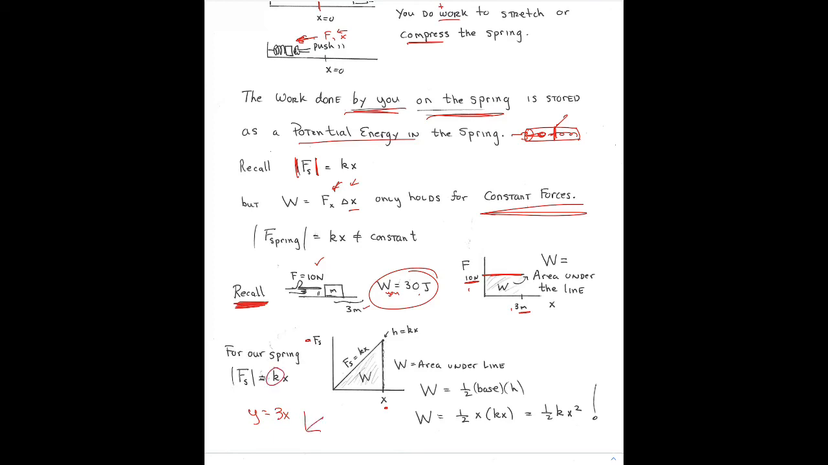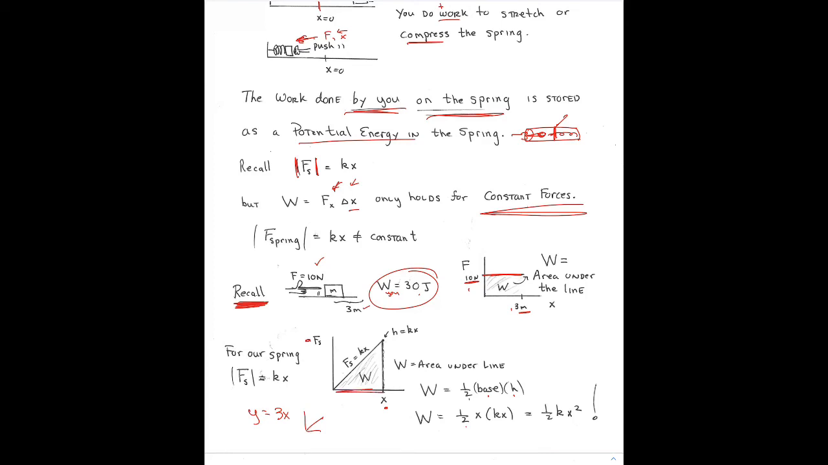So that's not a 3, it's a k, a spring constant. So it still is just a line in the xy plane. Now we know how to calculate the area under that line, because the shape of it is a triangle. So the work done by the spring, represented by the area under the line, is just the area of the triangle, 1/2 the base times the height.